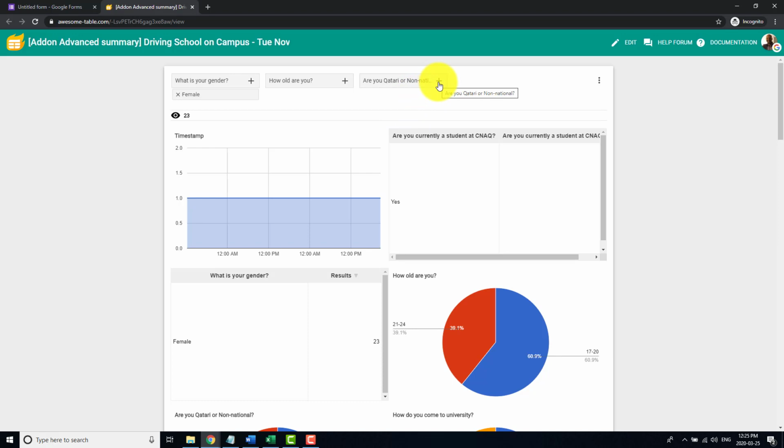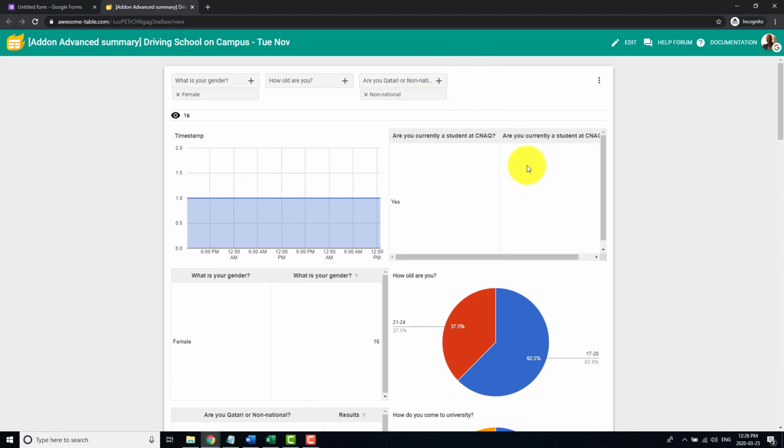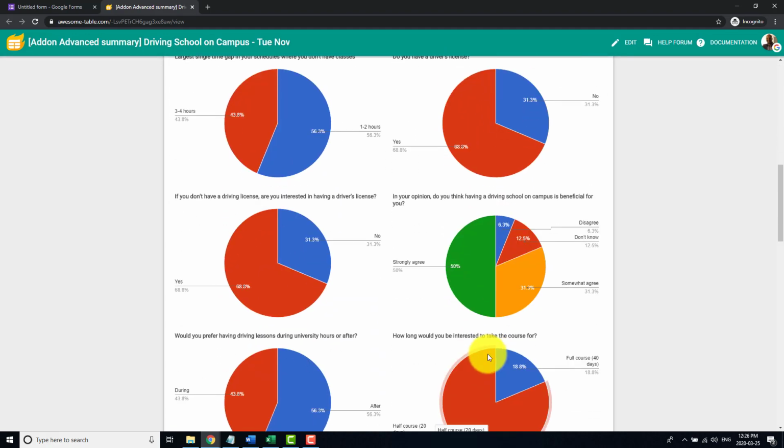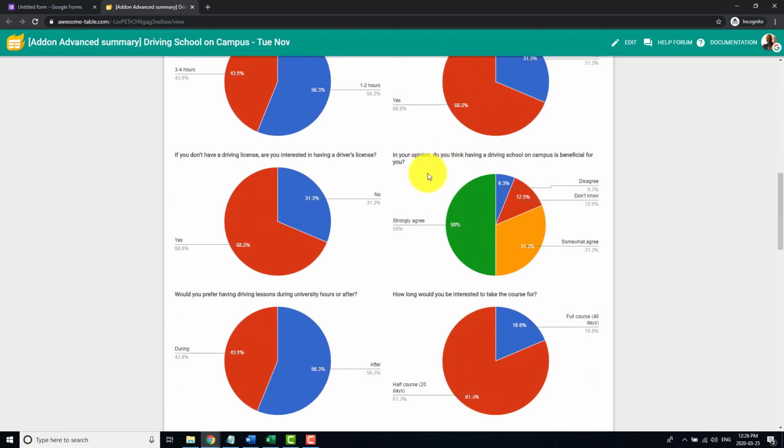What happens if we do Qatari national or Qatari non-national? So we click non-national. We have 27% non-nationals answered our survey. The numbers changed a little bit. Do you think having a driving school beneficial to you? Now for non-Qatari females, 50% strongly agree, and 31% somewhat agree. That's 81%. That's now better than the 70% just females.